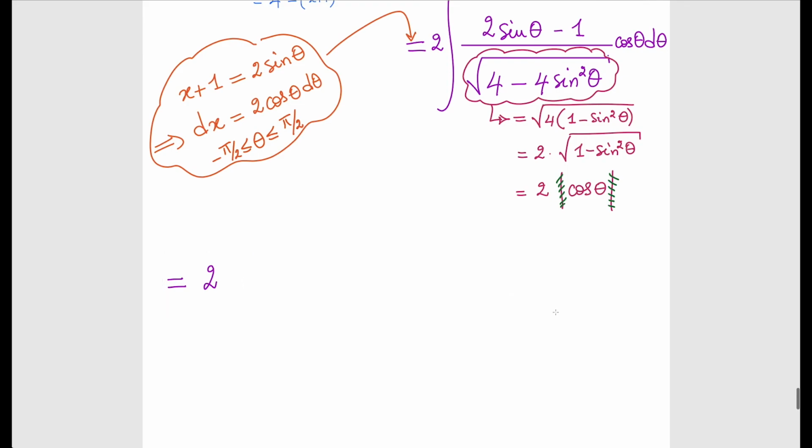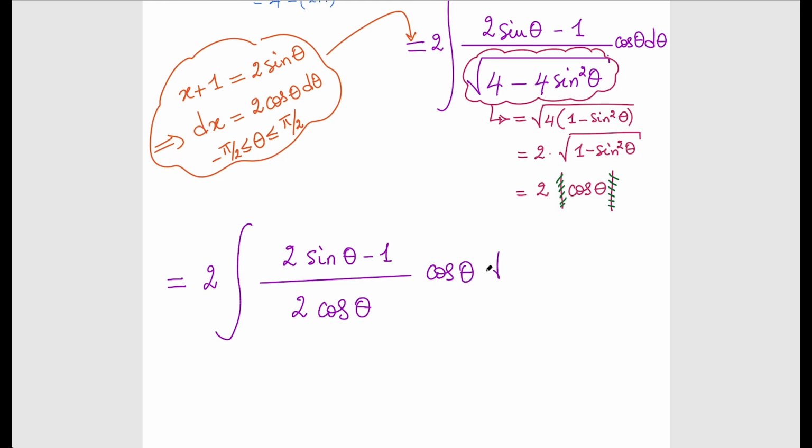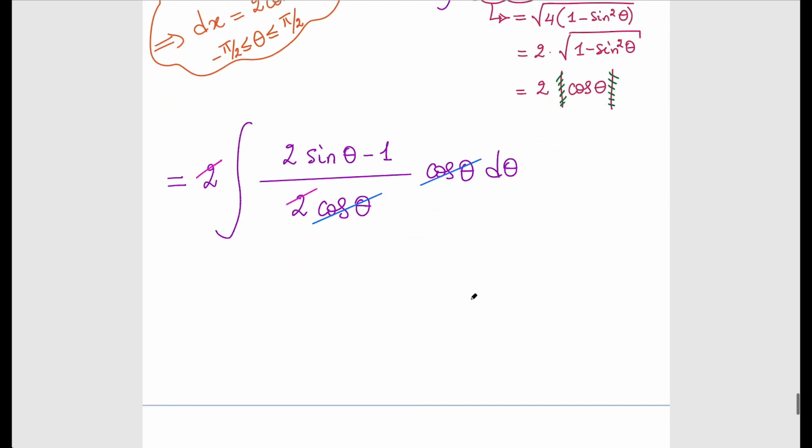This is then equal to the 2 from upstairs, and this 2, I can cancel them, right? Let me just keep it for the first writing. So 2 sine theta minus 1 divided by 2 cosine theta, that's the guy downstairs, cosine theta d theta, right? Alright, now let's simplify. The cosine and the cosine cancel each other. The 2 and the 2 cancel each other. And I'm only left with the integral of 2 sine theta minus 1, d theta.